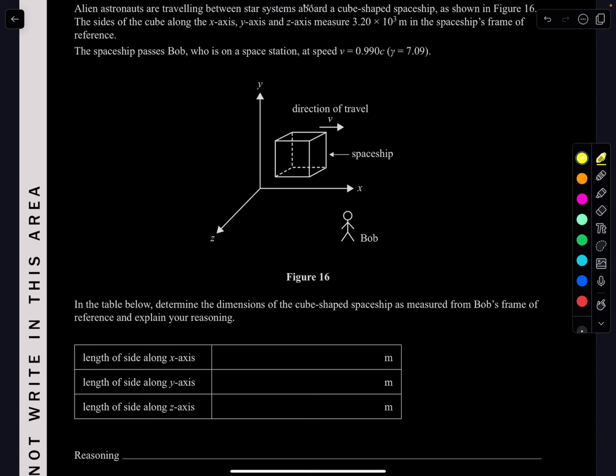So what do we know? We know that length contraction only occurs in the direction of motion. As this is going to the right, as you can see from the velocity, it's going to the right.